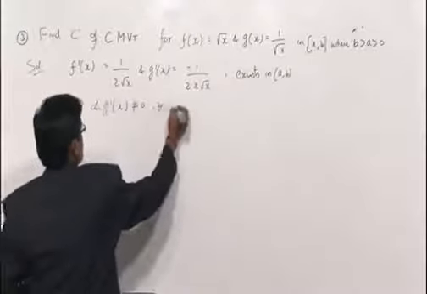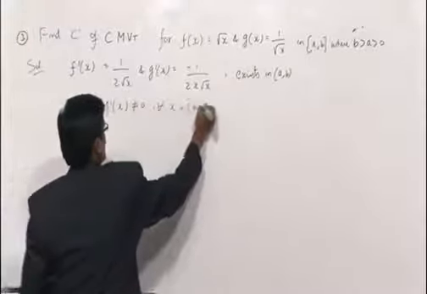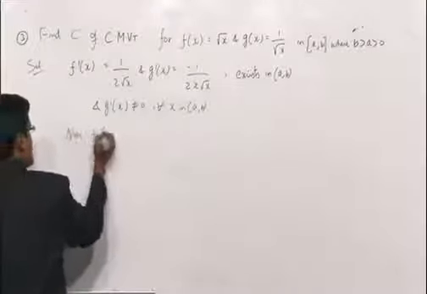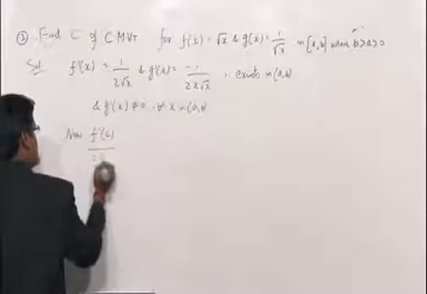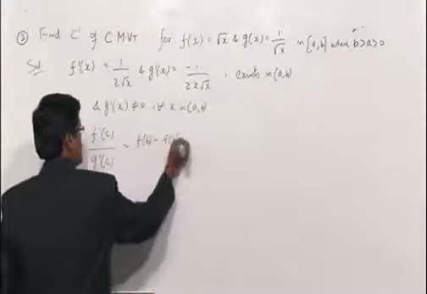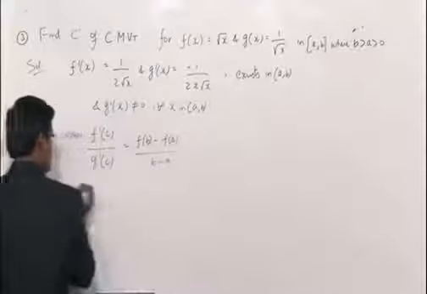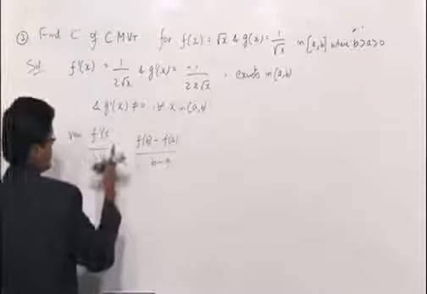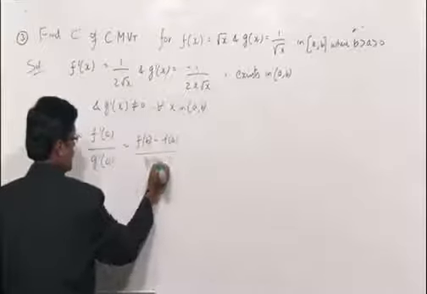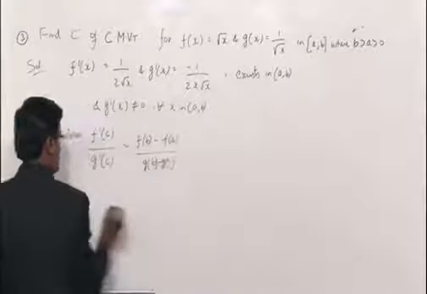For all x in the open interval (a, b). Now the formula for finding c: f'(c) by g'(c) is equal to (f(b) minus f(a)) by (g(b) minus g(a)). Sorry, here I have written it wrong, it is g(b) minus g(a).